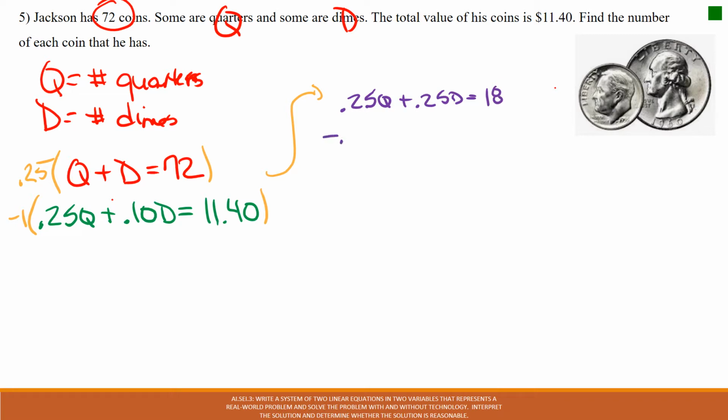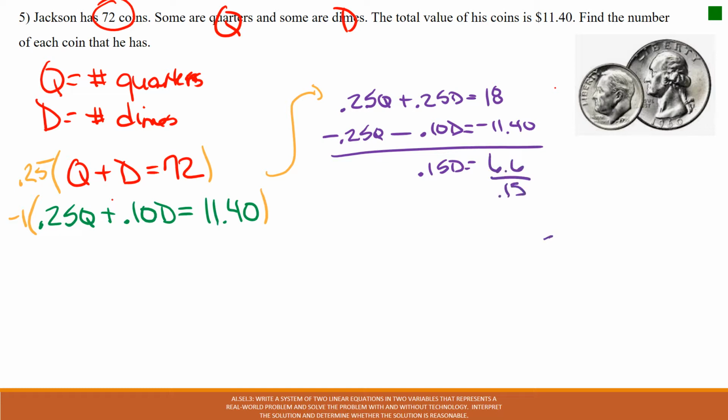We're going to take -0.25Q minus 0.10D equals -1140. So this is going to be 0.15D. 18 minus 1140 is 6.6. We divide by 0.15. Oh, I hope we get a whole number. If we don't, we messed up.